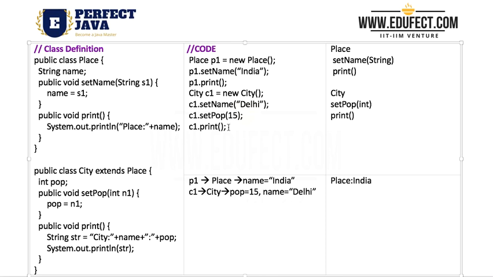Then we are saying c1.print. Now c1 is an object of type city. So we'll start looking for the method print. Do we find a method print in city? Yes, we found it. So what will happen here? We will create a string city colon name colon pop. So it will become city colon name, name in this case is Delhi, colon 15. So this is the string which will get created and printed.